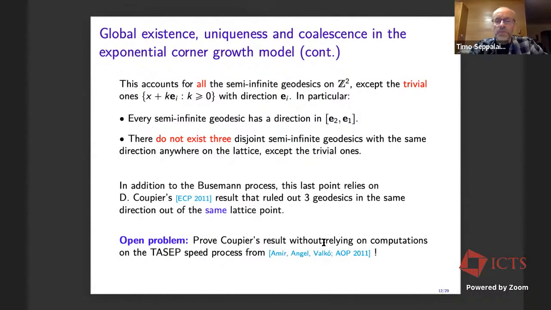The thing about Coupier's result is that there's no proof that would just use the corner growth model itself. Coupier's proof relies crucially on some results about the TASEP speed process from a little over a decade ago. And it would be wonderful to be able to prove Coupier's result without leaving the context of the corner growth model, because then we could prove the same thing for many other models also. So that's a really worthwhile open problem now.